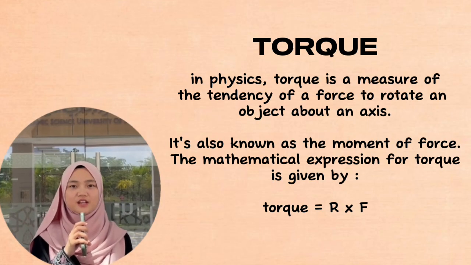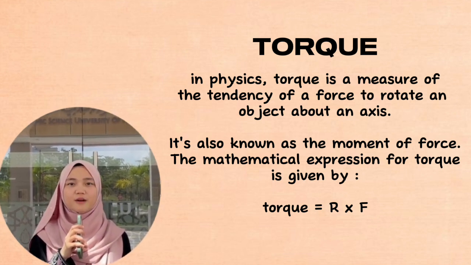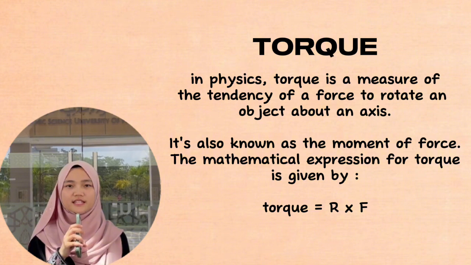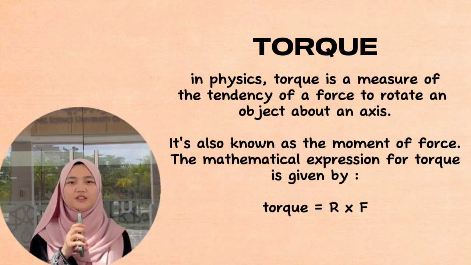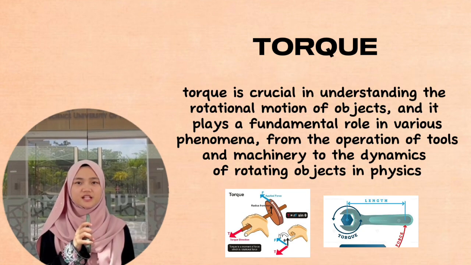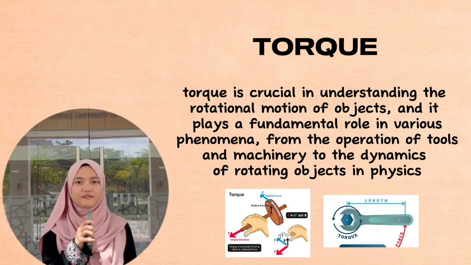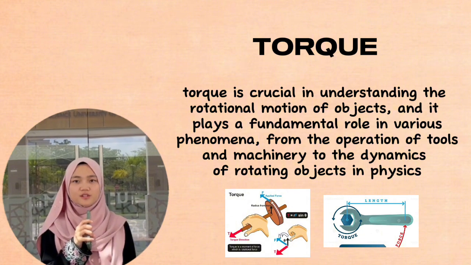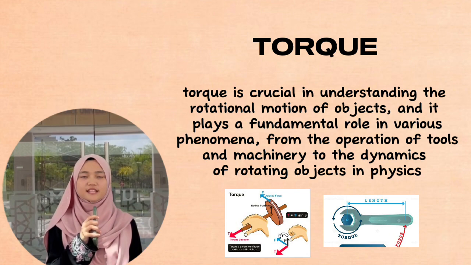In physics, torque is a measure of the tendency of a force to rotate an object about an axis. It is also known as the moment of force. The mathematical expression for torque is given by torque equals R times F. Torque is crucial in understanding the rotational motion of objects, and it plays a fundamental role in various phenomena, from the operation of tools and machinery to the dynamics of rotating objects in physics.